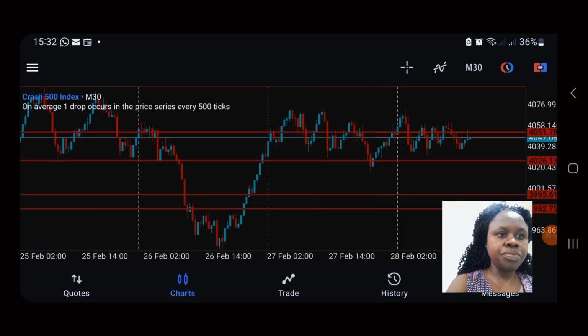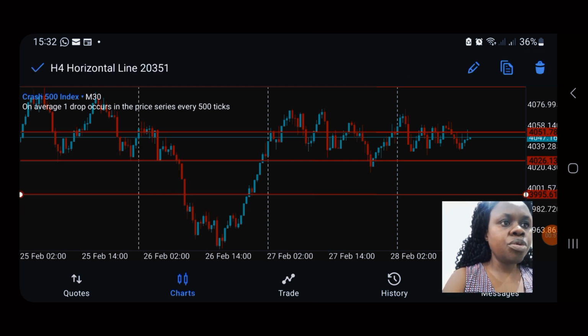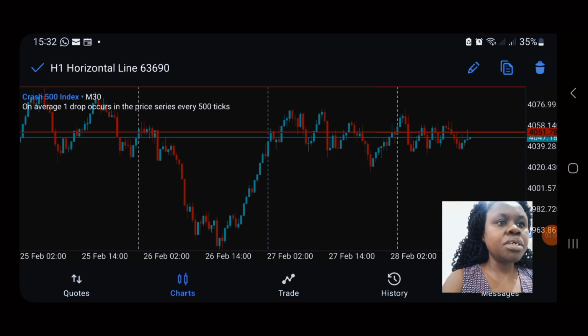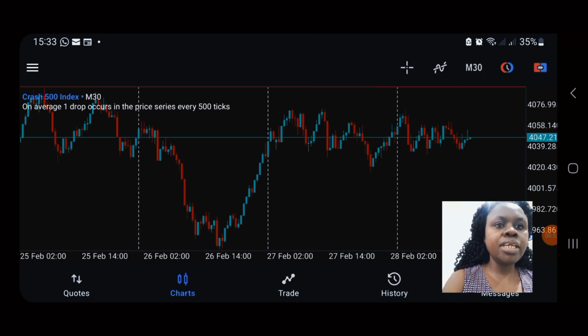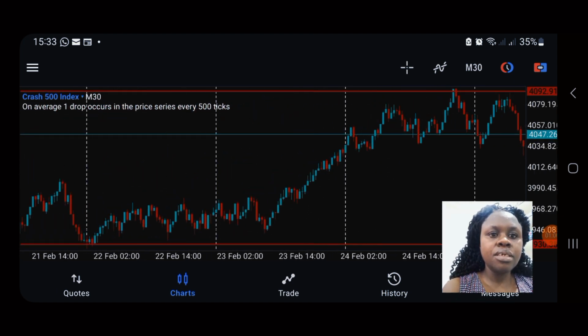Alright, so in this video we want to be talking about trend lines. Let me remove these lines where I marked my supply and demand zones. The green line represents where the price is at the moment. So a trend line shows us the direction of price.